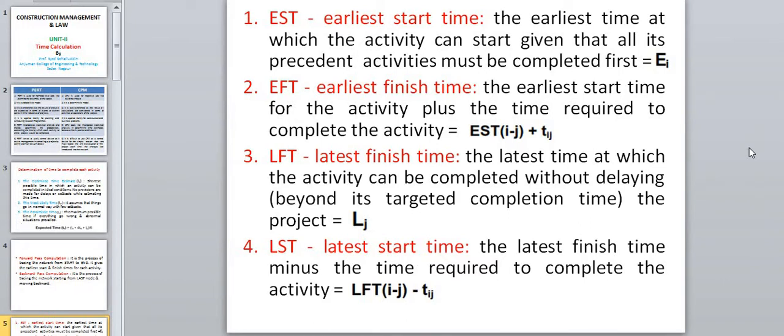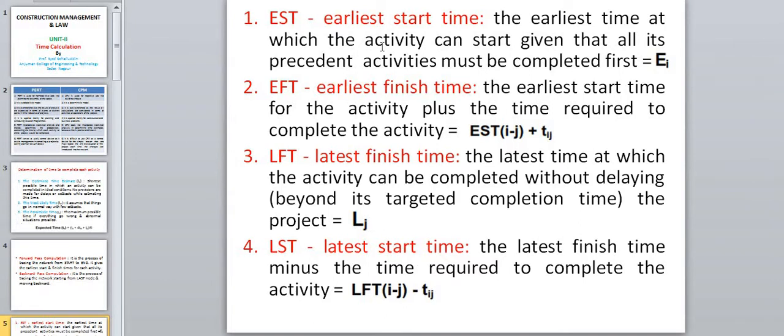Earliest starting time is denoted by EST. What is earliest starting time? The earliest time at which the activity can start, given that all its precedent activities must be completed first, all the previous activities to be completed first, and then we start the next activity. Only after completion of the previous activity will the next activity be started. So we have to calculate the earliest starting time only after completion of the previous activities. If the previous activity has been completed, that means we can calculate the earliest starting time.